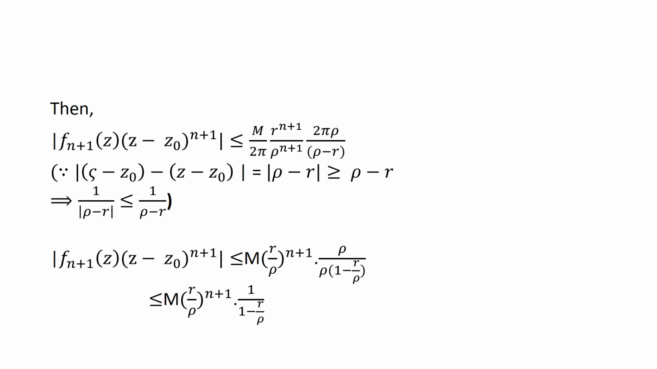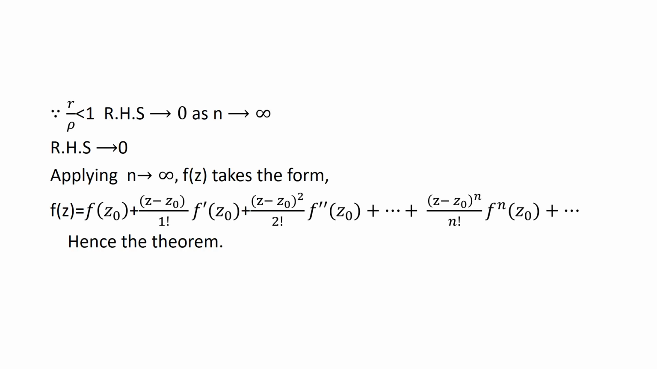So the modulus of fn plus 1 of z into (z minus z naught) power n plus 1 will be less than or equal to m into (r by rho) power n plus 1, with rho by rho taken out, rho into (1 minus r by rho). That is less than or equal to m (r by rho) power n plus 1, 1 by (1 minus r by rho). Since r by rho is less than 1, this RHS tends to 0 as n tends to infinity, that is, the RHS is 0.